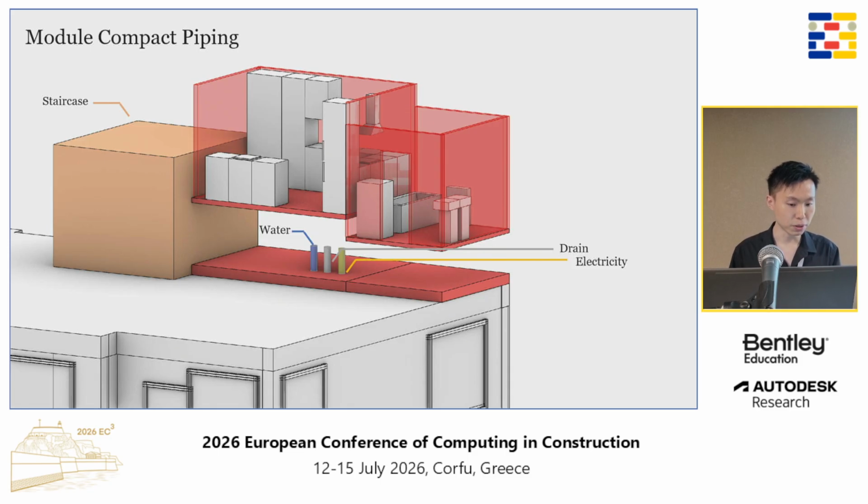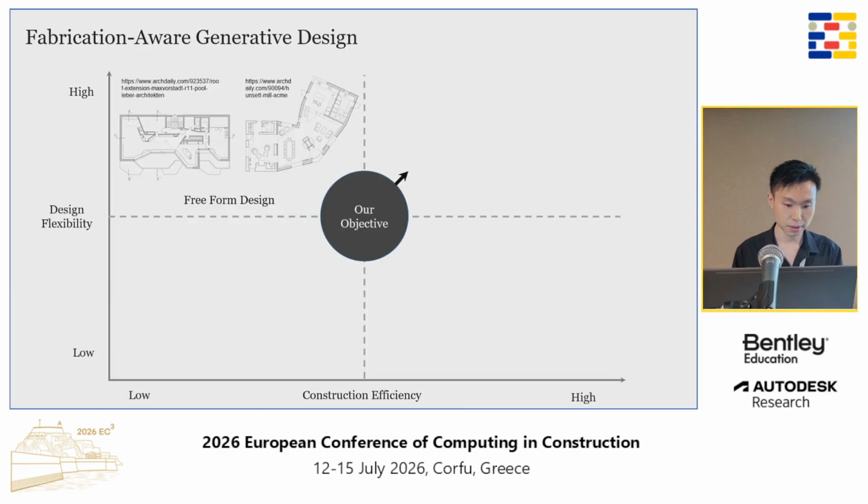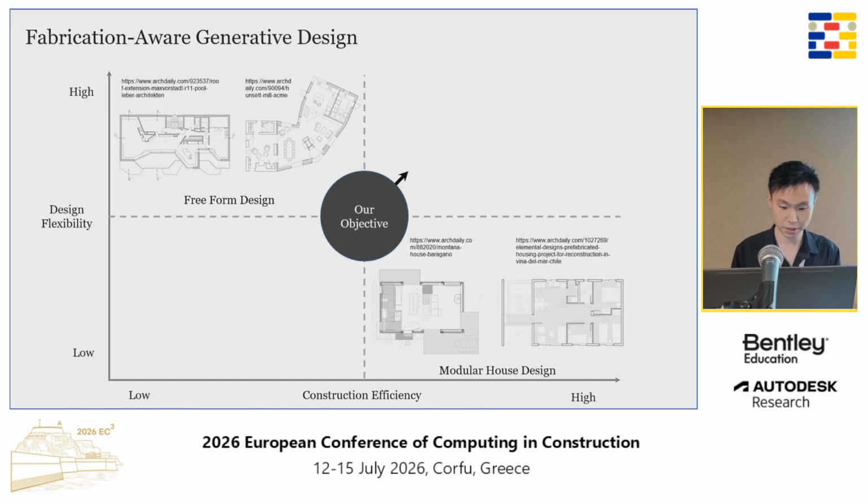So all of the rest part could be fully customized. And in such case, compared to the previous work, we have seen the power of free-form designs. They have a high level of design flexibility, but with lower construction efficiency. I have seen the modular house, they have a super high level of construction efficiency, but they normally look like one box.